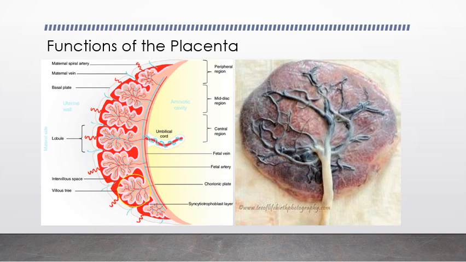The underside of the placenta, there's a cutaway like graphic on the left hand side. That cutaway is what adheres to the inside of the uterus, and that's where all that nutrient and gas exchange happens.